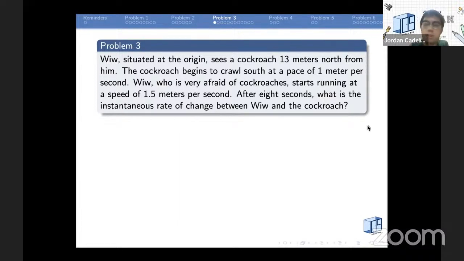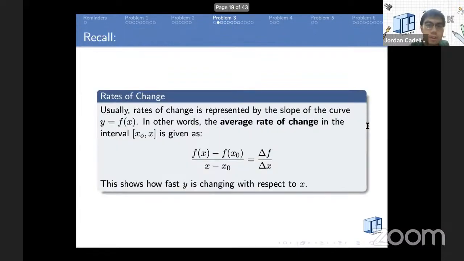So to solve this, we need to recall some concepts. So we are going to recall 3 concepts for this problem. So the first one is rate of change. So usually, rate of change is represented by the slope of the curve y equals f of x. In other words, the average rate of change in the interval x0 to x is given as the slope. So bale, ang form niya palagi is itong f of x minus f of x0 all over x minus x0, or simply change ng f over yung change ng x.